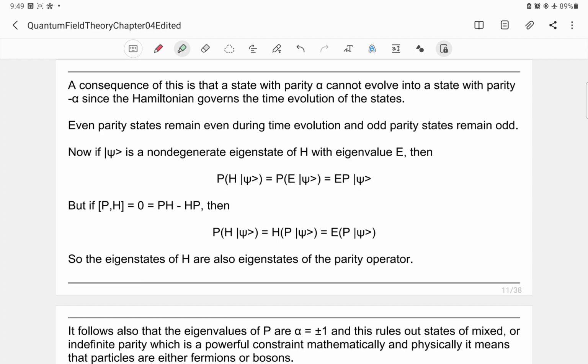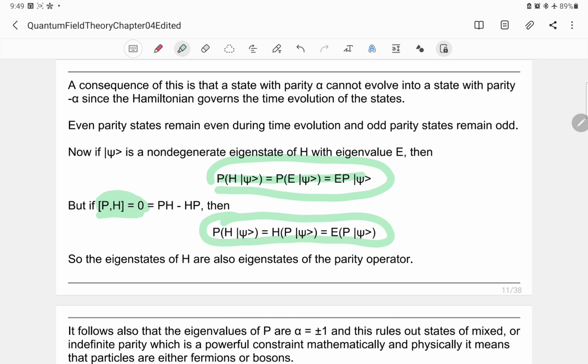So if you look at this, if considering a wave function that is a non-degenerate eigenstate of the Hamiltonian H with eigenvalue E, then you would have this. But if the Hamiltonian and the parity operator commute, then you can also have this. So they're just the same. So the eigenstates of the Hamiltonian are also eigenstates of the parity operator.